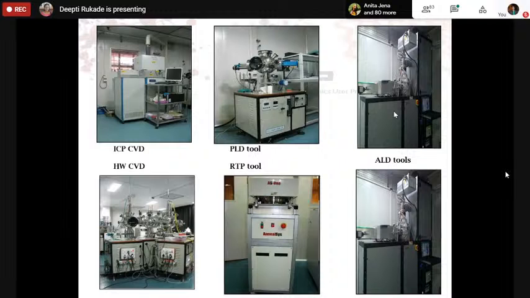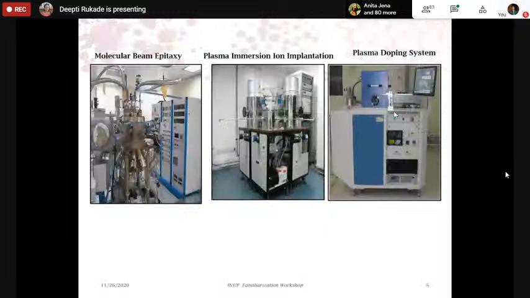Moving on to the next slide, there are a few other deposition tools also that we have, or I would not say deposition, maybe deposition and growth is the appropriate word. So we have molecular beam epitaxy. Here also, as I said, we have different tools that are dedicated for different materials. So here also in molecular beam epitaxy, we have 3 MBEs dedicated for 3 different categories of materials.